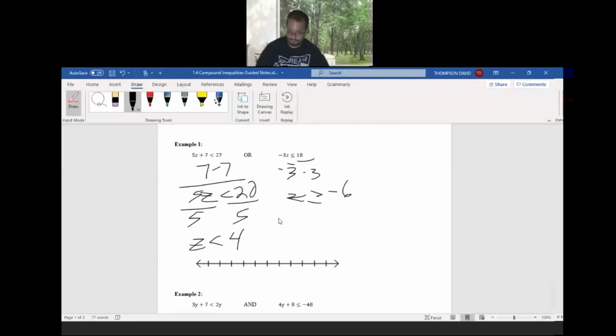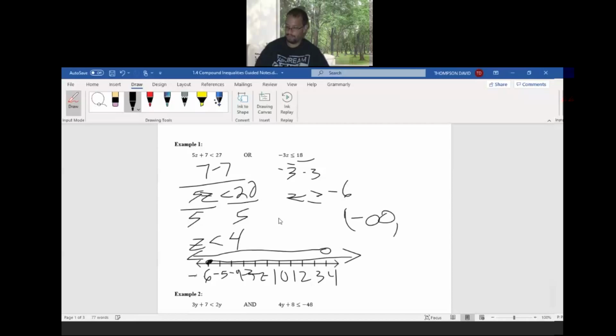So let's plot on the number line. We have negative 6, negative 5, negative 4, negative 3, negative 2, negative 1, 0, 1, 2, 3, 4. Z is less than 4. Draw an arrow to the right. Z is greater than or equal to negative 6. Draw an arrow to the right. And in this example, since we have arrows going in both situations and it is an OR situation, our answer would be all real numbers. So from our interval notation, we'll get from negative infinity to positive infinity, and we are done.